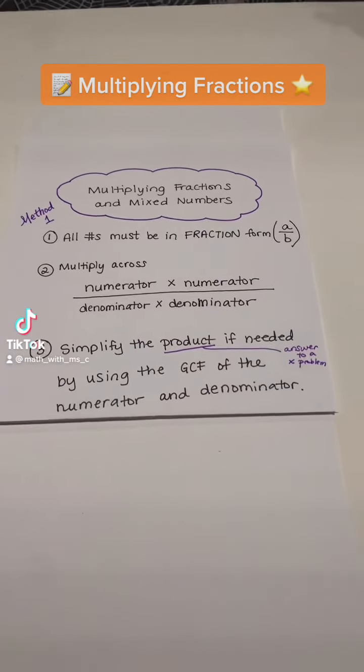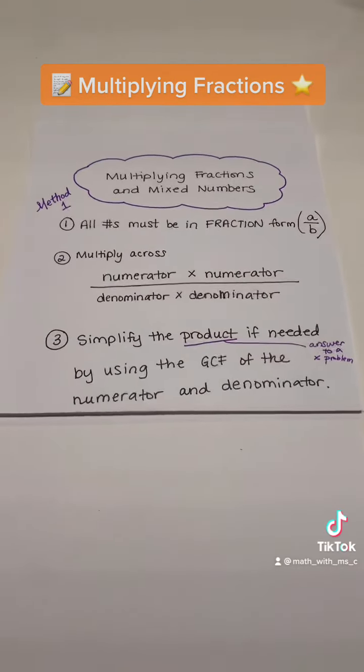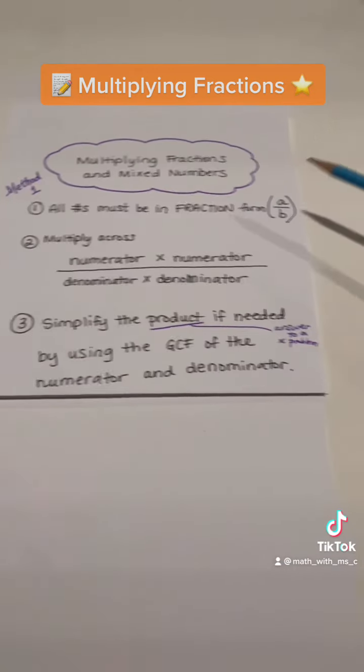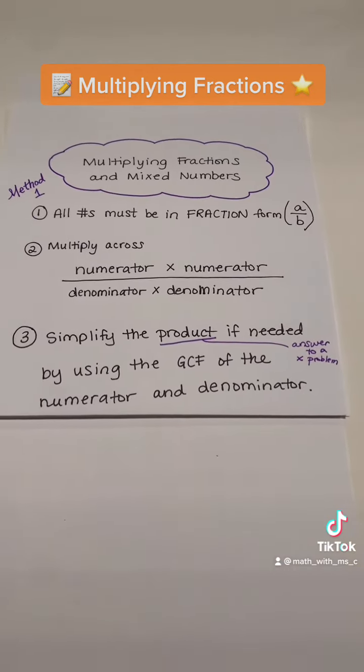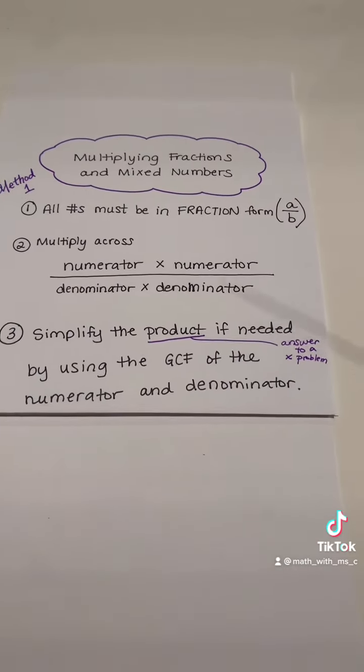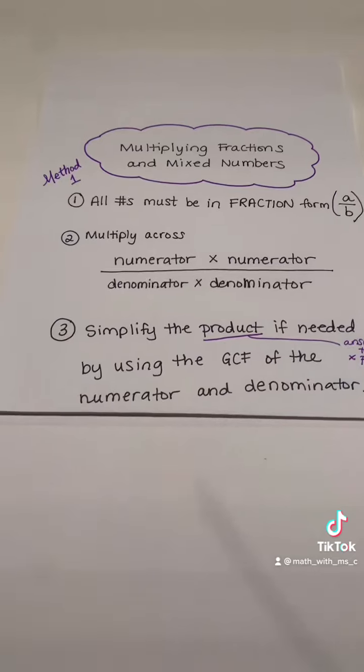So this lesson is on multiplying fractions and mixed numbers. Method 1. Number 1, all numbers must be in fraction form, a over b. If they're a mixed number or a whole number, you have to change it into a fraction. I have a video previous to this that shows you how to do that.